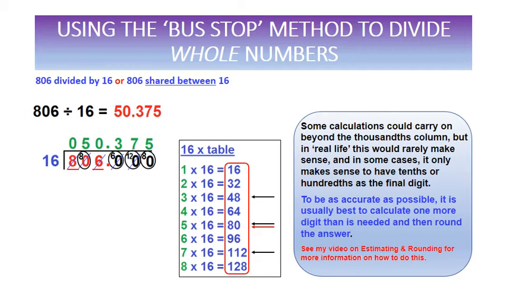So I've just mentioned the kilometres. Now some calculations could carry on beyond the thousandths column, but in real life this would rarely make any sense. And in some cases, for example metres, it would only make sense to have tenths or hundredths as the final digit. So ideally, to be as accurate as possible, it's usually best to calculate one more digit than is needed if the calculation isn't finished, and then round the answer. If you need some help with how to do rounding, please have a look at my video on estimating and rounding.